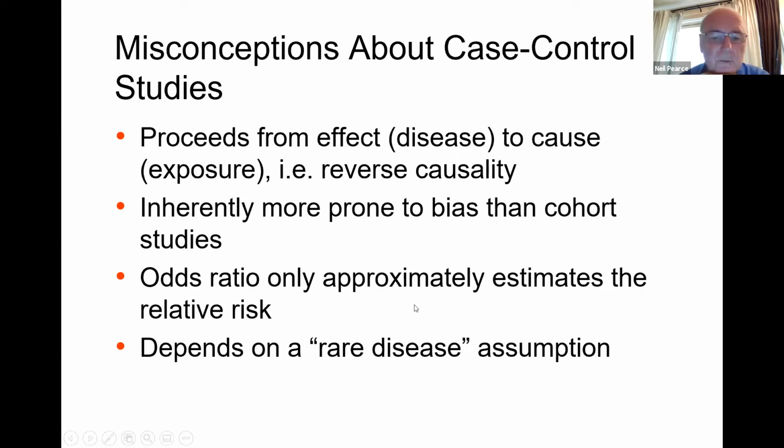And it's wrong to say that the odds ratio only approximately estimates the corresponding relative risks from the cohort study. If you sample controls the right way, then it will exactly estimate the rate ratio and there's no need for any rare disease assumption. So that's a very quick overview of cohort and case control studies.